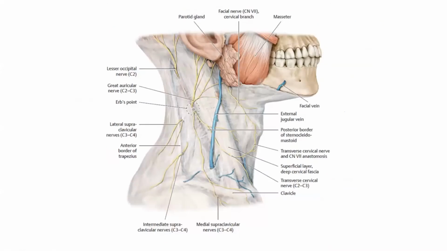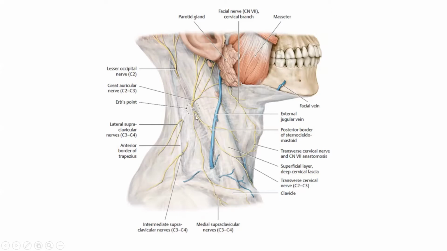And as you see, at this nerve point or Erb's point, the nerves are penetrating this fascia, this whitish area. It's the investing fascia or the superficial layer of the deep cervical fascia that is enclosing the sternocleidomastoid and the trapezius muscles. So those nerves are penetrating this fascia and going in their direction.